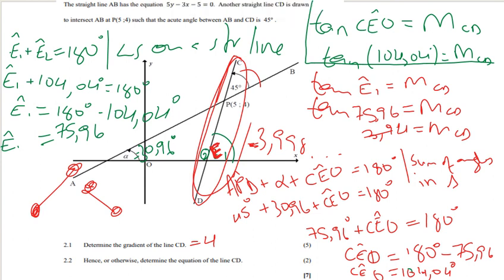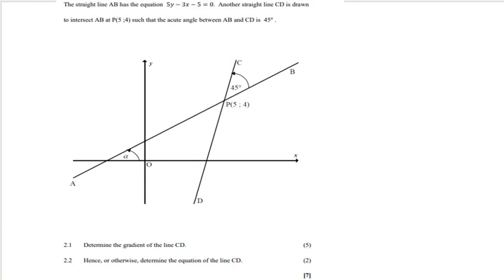I was explaining about the gradient. Let me erase and also quickly get those 2 marks. That's how we call it a day. And hence or otherwise, determine the equation of this line CD.